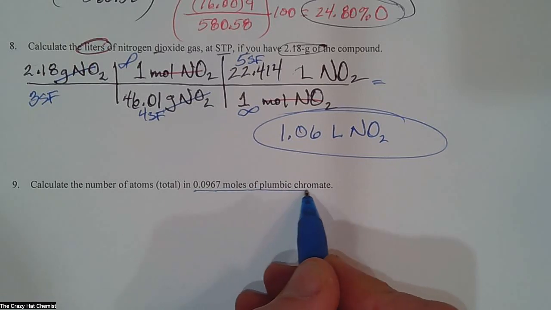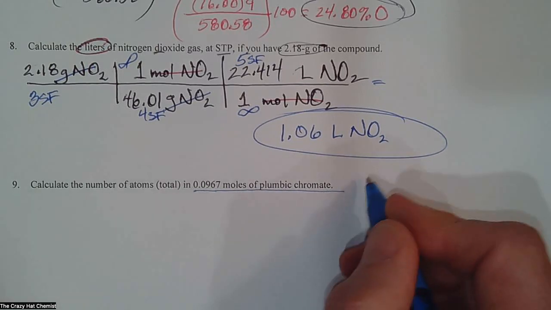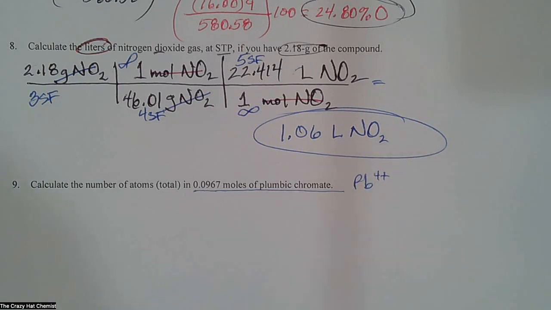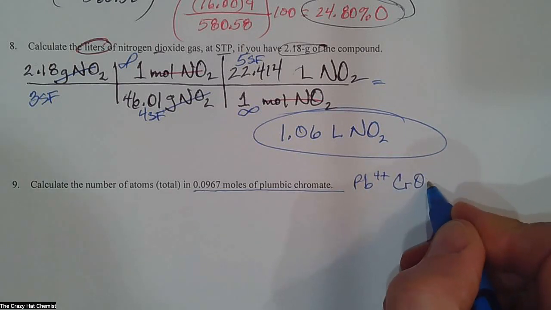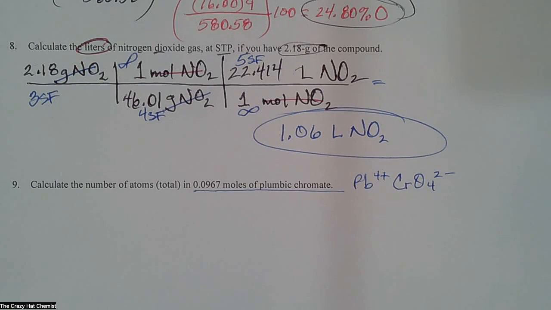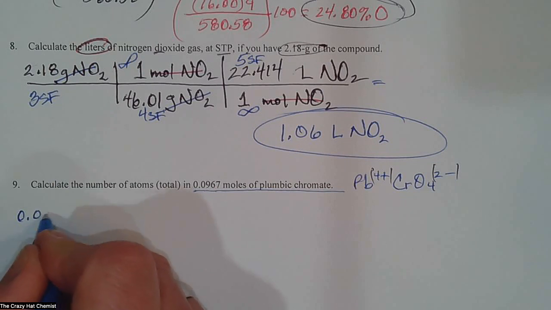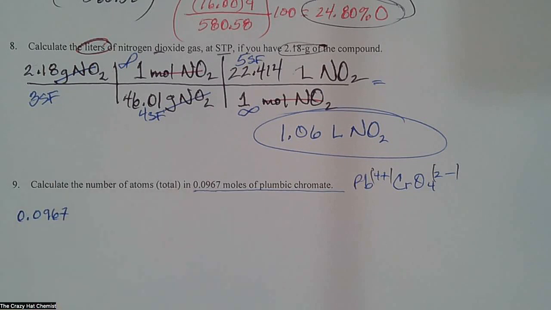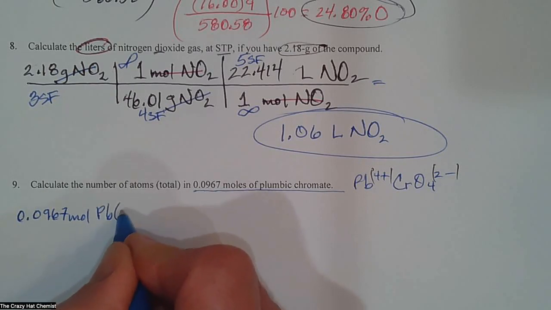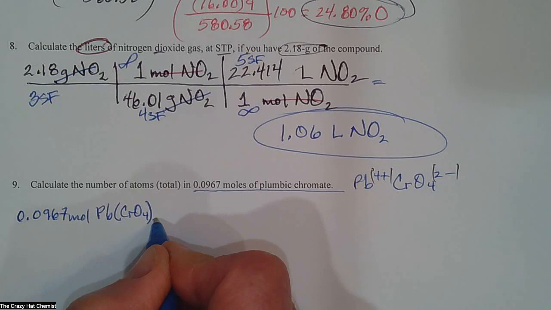0.0967 moles of plumbic chromate. Oh my gosh, plumbic, Pb4 plus, chromate, polyatomic ion, CrO4, and a 2 minus like that. So that's plumbic chromate. I'm going to take the absolute value of these two charged values, take the bull by the horn, flip it, bring it down, and then you're going to see the formula that I write down for this. All right. So what we're going to do is we're going to start off with 0.0967, and that is moles, MOL, of plumbic chromate. That's PbCrO4 and 82.